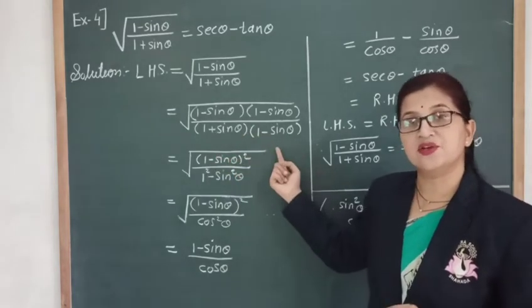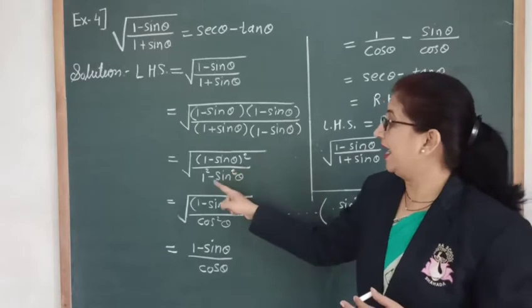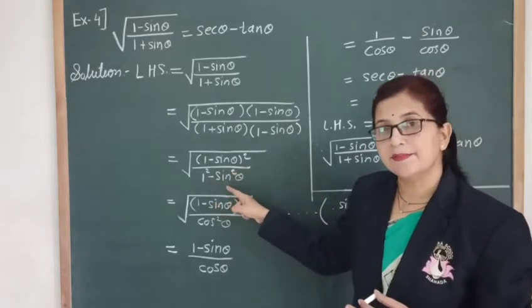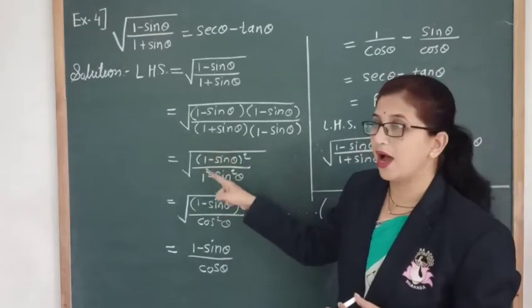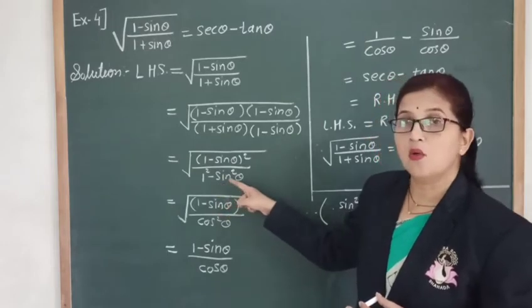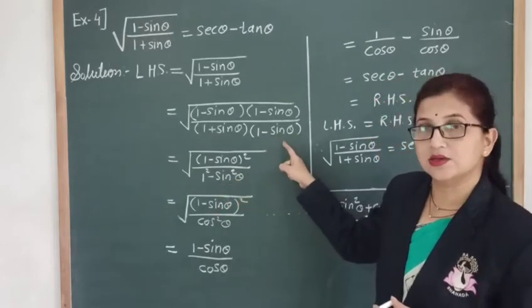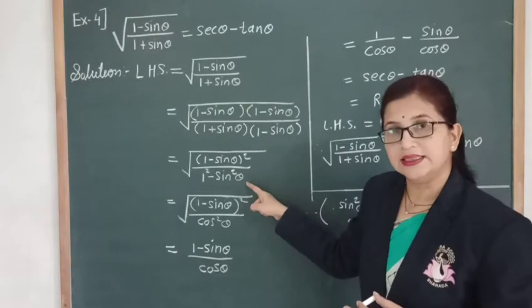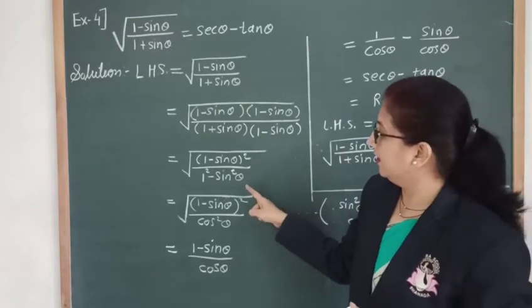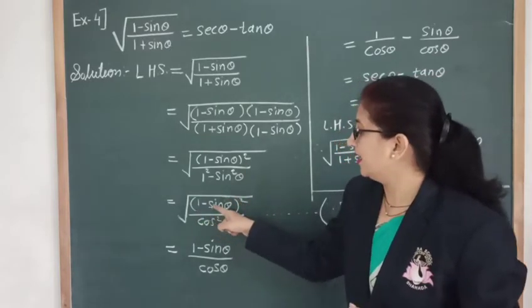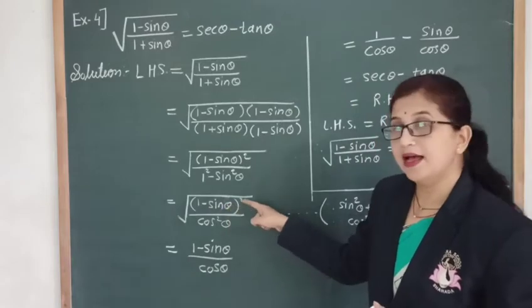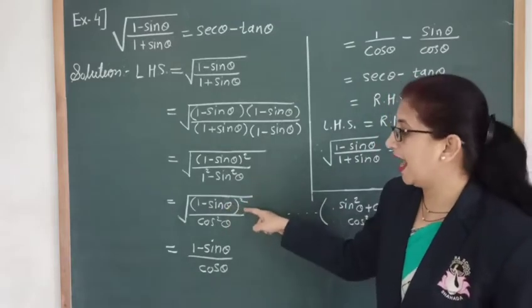So (a plus b) into (a minus b), we know that this is a square minus b square. So what is our a? 1. 1 square minus b. What is our b? Sine. Okay, so we'll say sine square theta. Now here, under root, 1 minus sine theta bracket square, numerator as it is.